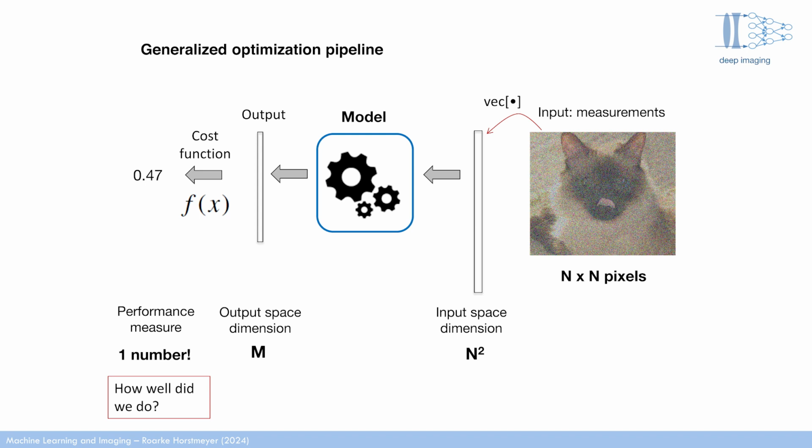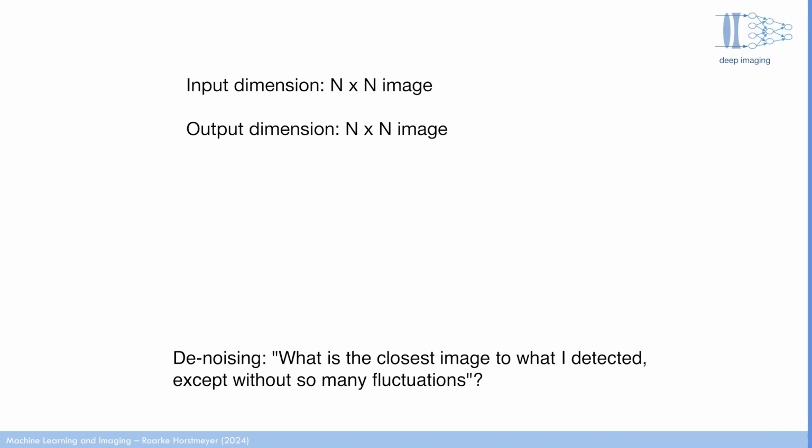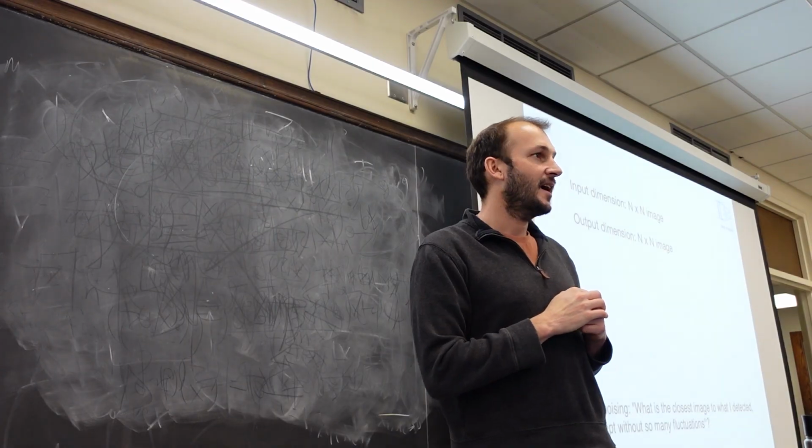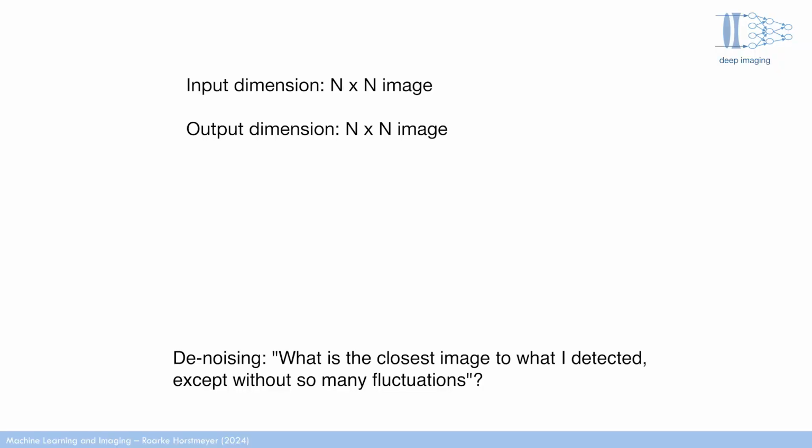And so I'll show you a couple of very simple examples of optimization. What's the closest image to what I detected, except without so much noise, without so much fluctuation? That can be one optimization goal. And so let's lay that out. Our input dimensions are an n by n image. It's that 400 by 400 pixel image of that cat or dog example thing. I don't even remember if it's a cat or a dog. Our output dimensions are n by n, the same as our input dimension in this example. It's also an image that just has less noise.